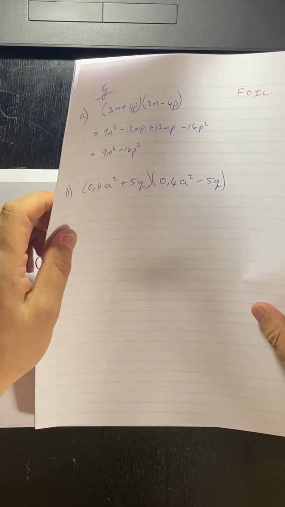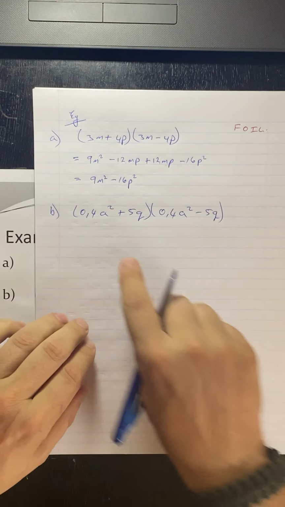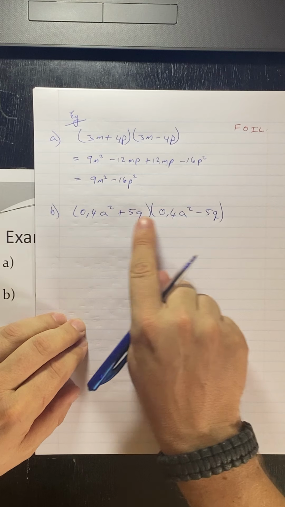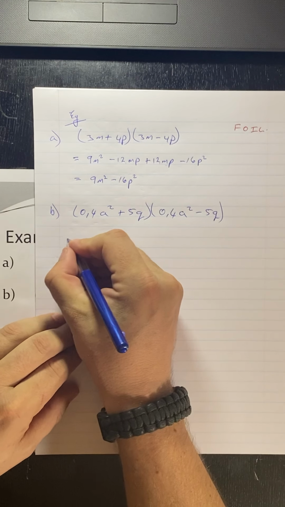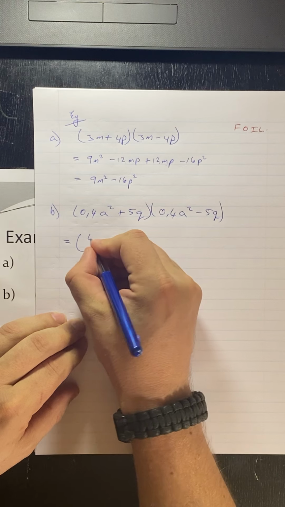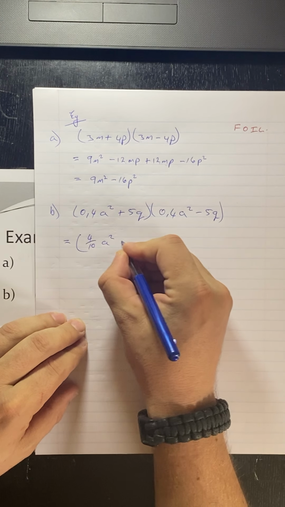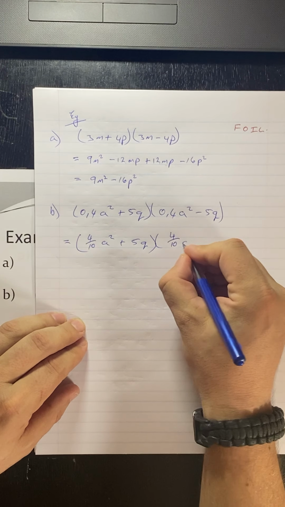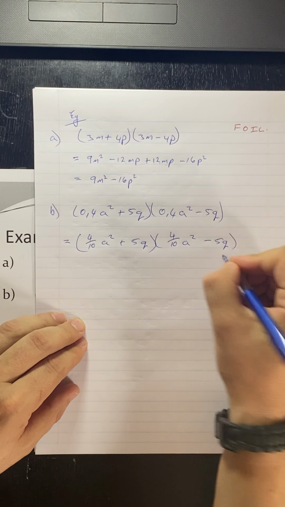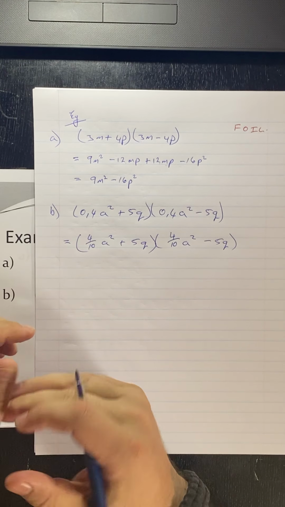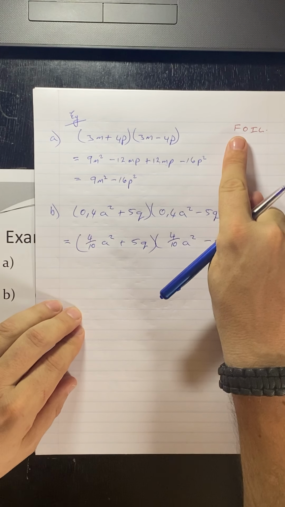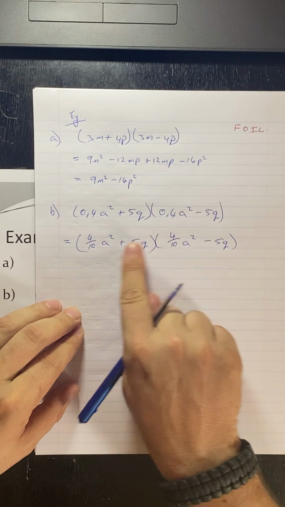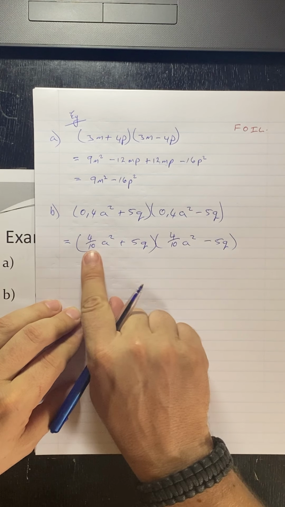If you guys don't know how to multiply decimals, I suggest you convert them to a fraction. So this would be 4 over 10 a squared plus 5q, and again 4 over 10 a squared minus 5q. Now don't worry about simplifying the fraction. We can do that at the end. So we're going to use the FOIL, first, outer, inner, last. Now remember when you're multiplying a fraction with a fraction, you do the top with the top, then the bottom with the bottom.